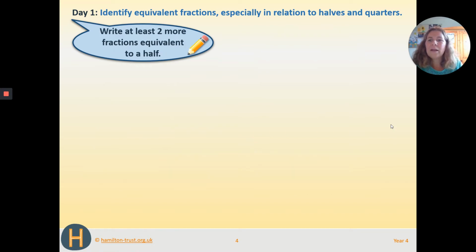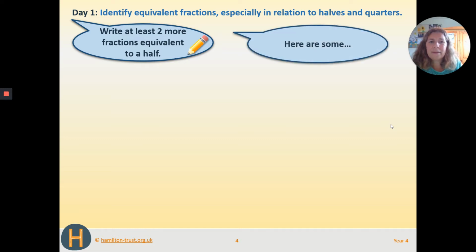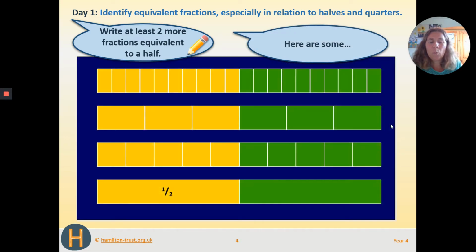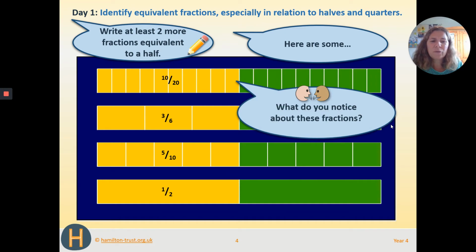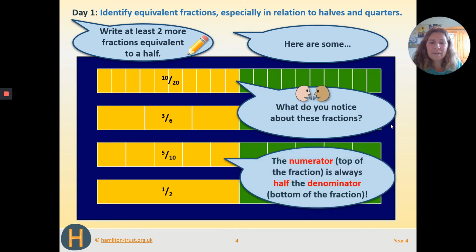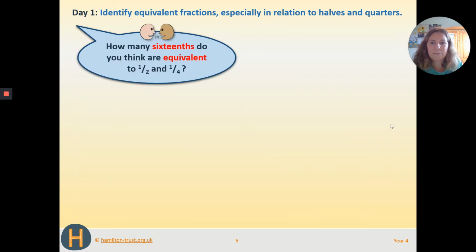Fantastic. We're going to write at least 2 more fractions equivalent to 1/2 now. Here are some examples for you. 1/2. Look at the bit that matches above each one. How many tenths? How many sixths? And how many 20ths? Let's have a look and see if you got them right. 5 tenths, 3 sixths, and 10 20ths. What did you notice about these fractions? The numerator, that's the top of the fraction, is always half of the denominator. That's the bottom of the fraction.